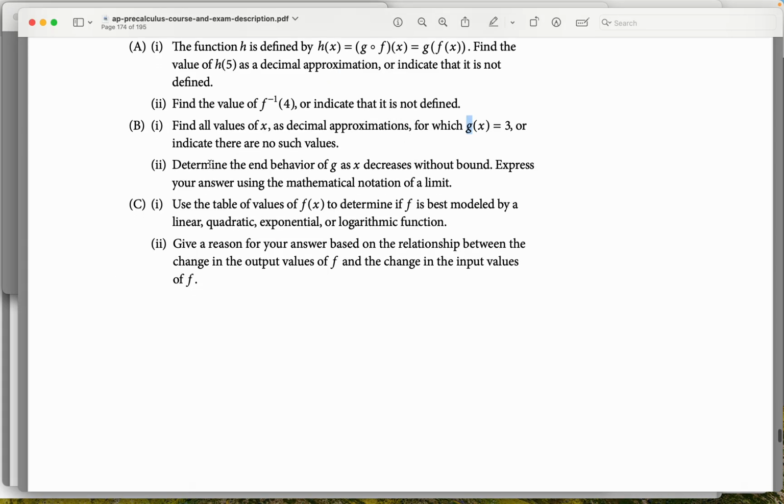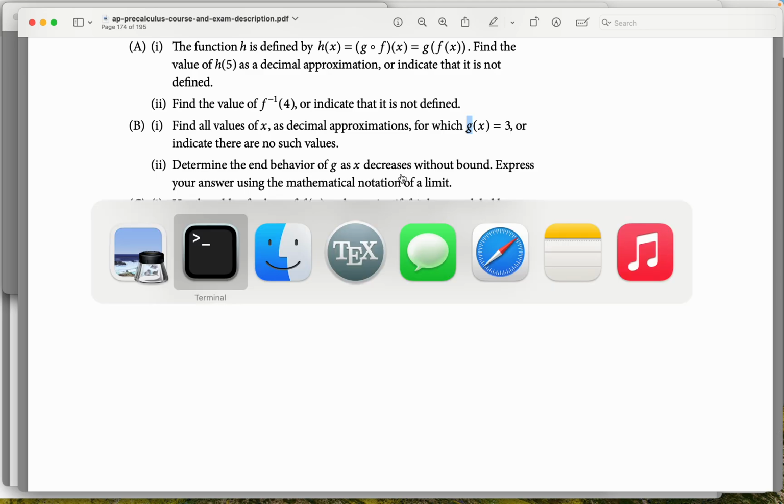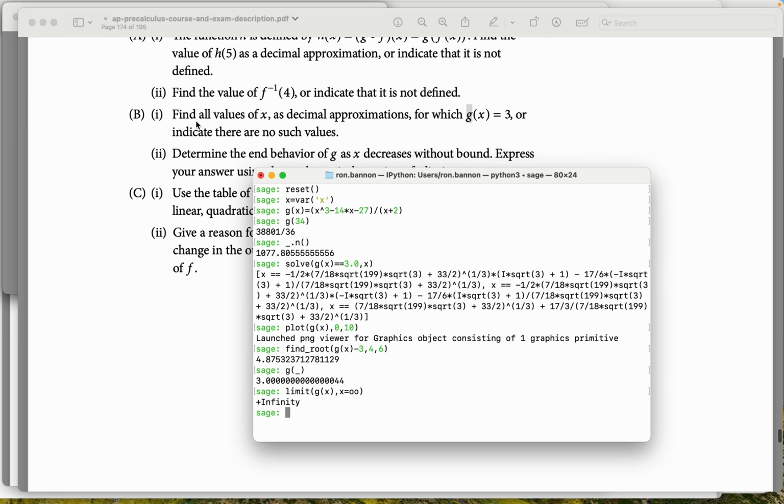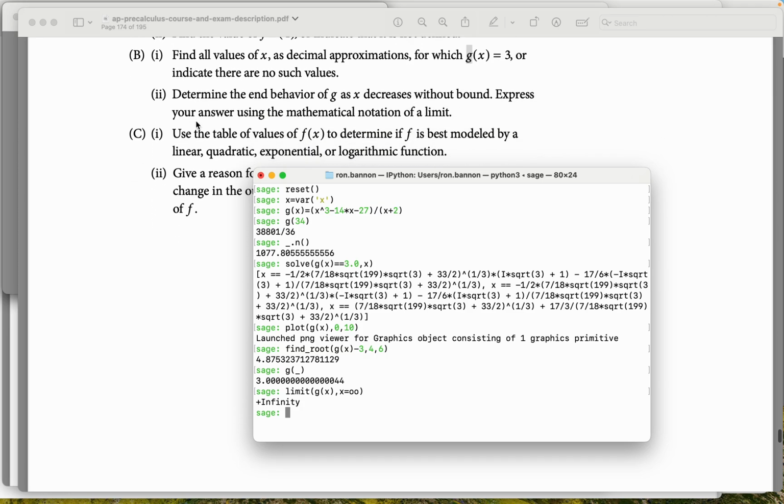All right, now we did that. Determine the end behavior. Let's go back to Sage. That's limit, L-I-M-I-T. g of x goes to infinity. And infinity in Sage is just the two O's together, which looks like an infinity. That's infinity, as we did, by the way. We already did that.